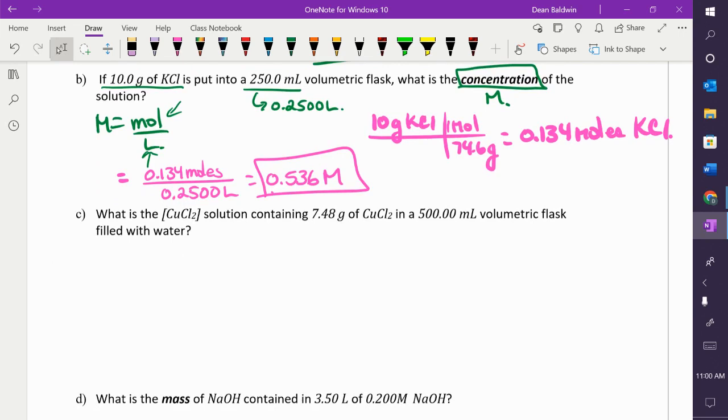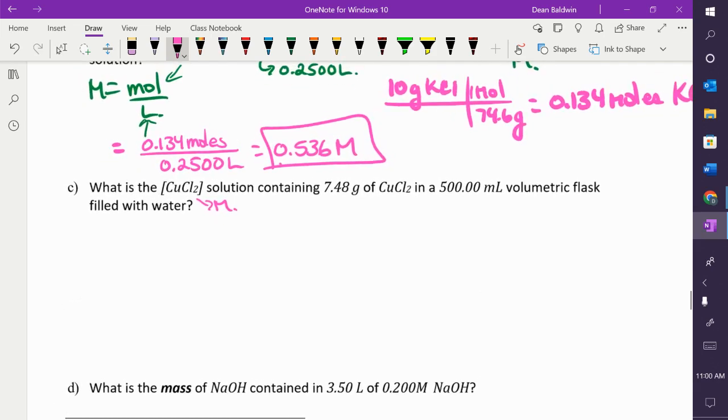Is that okay? All right. What do the square brackets mean? Concentration. And remember, concentration is capital M, molar. So this says, what is the concentration of copper chloride solution that contains 7.48 grams of copper chloride in a 500 ml flask filled with water?